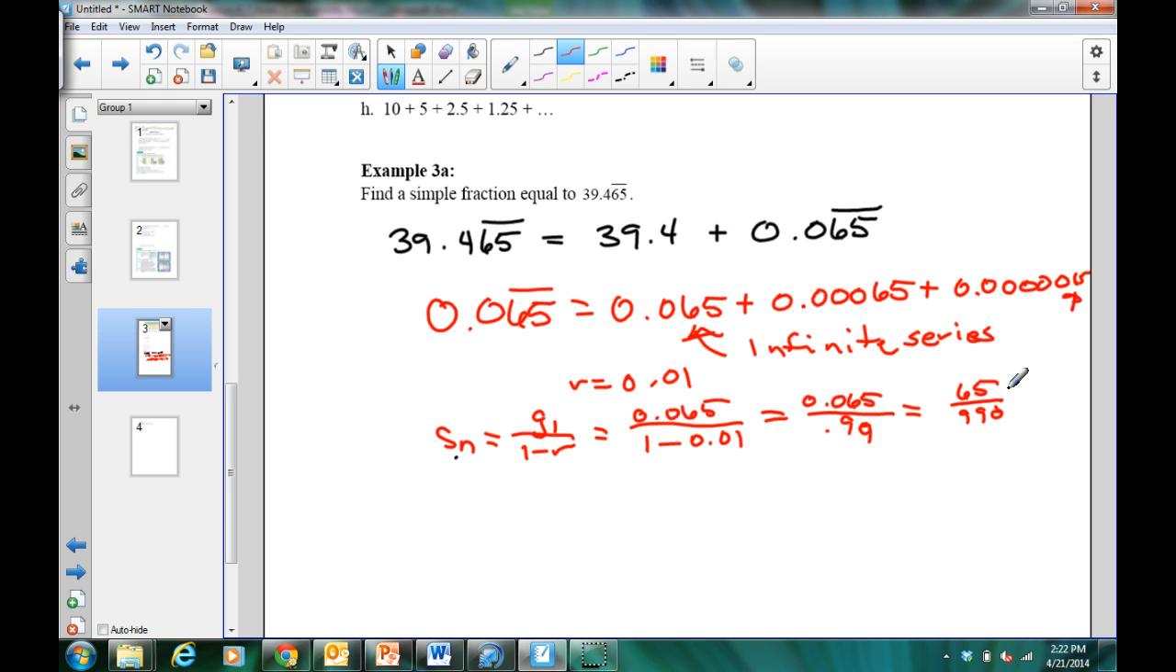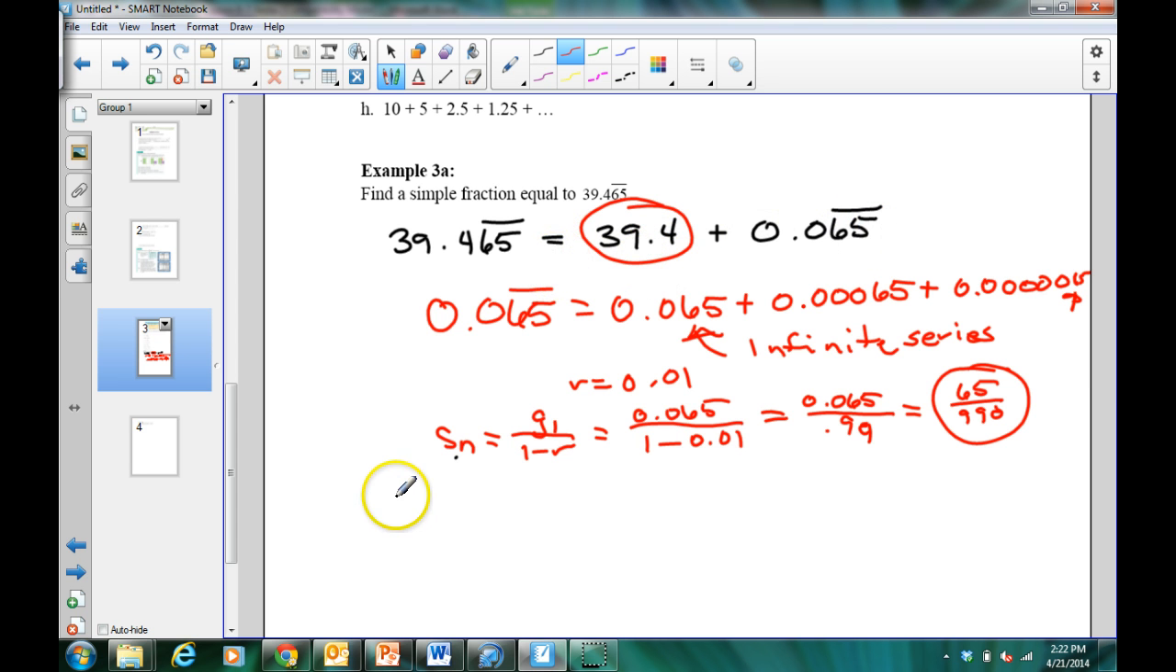Okay? So now I've got the infinite series part of it, the repeating decimal part, as a simple fraction. I got to add that, however, to this number still. Add this to that. Because it was asking us to write this whole thing as a simple fraction. We've got this part done. Now we got to add it to this.